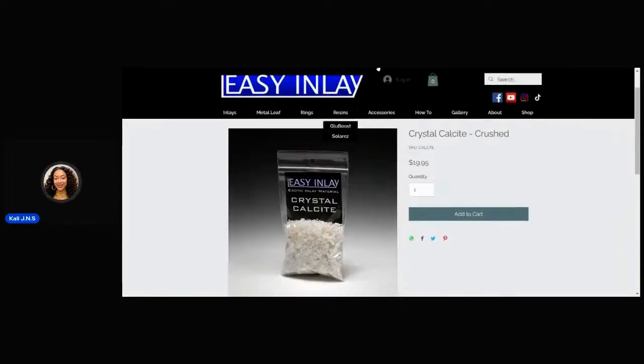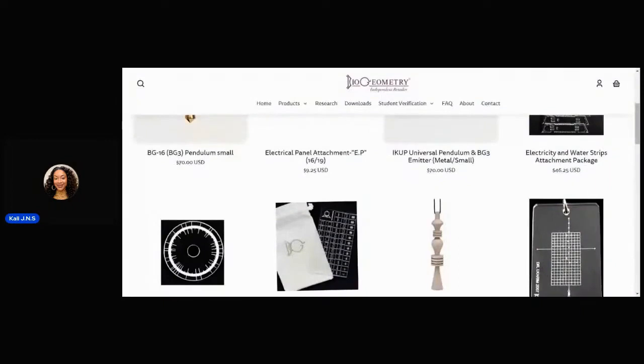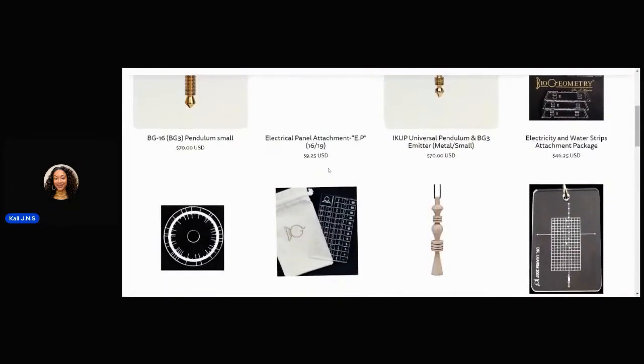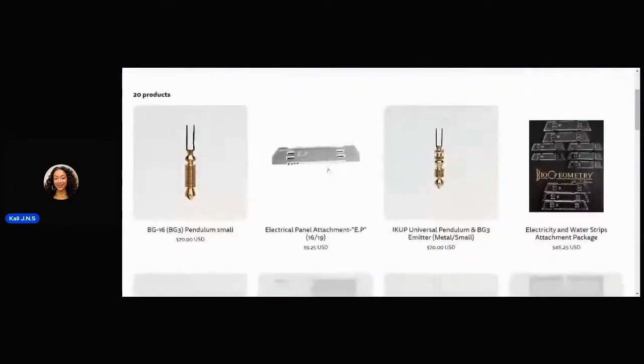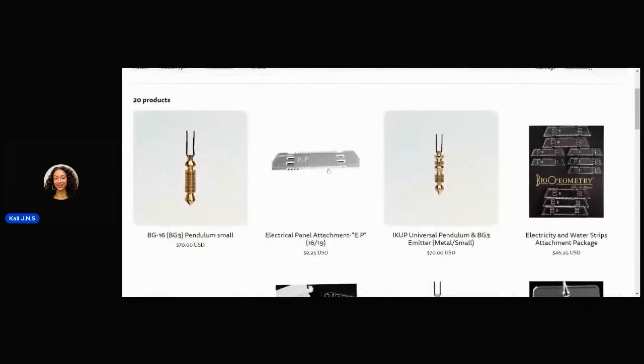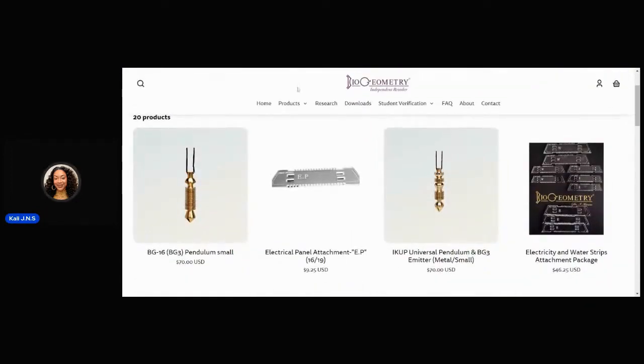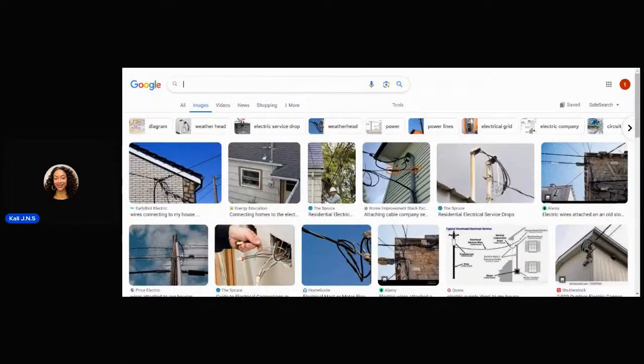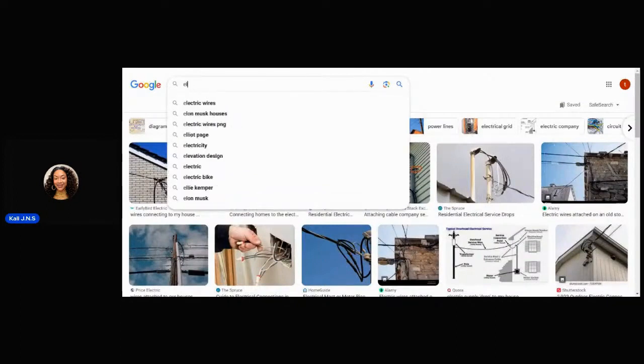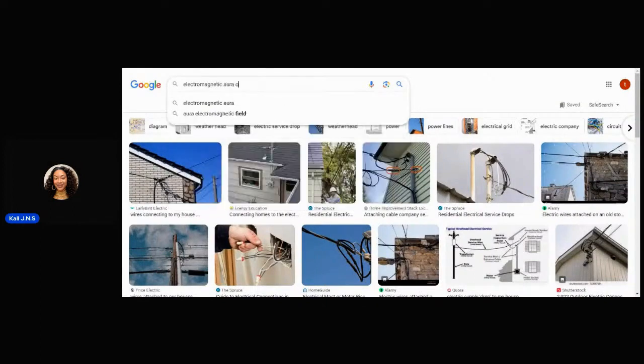I want to get to some of the more. Let's actually go here. Share this tab instead. Okay. And another thing is, when we're talking about the human body, before I show you these solutions, I want to talk just a little bit more about the human body's electromagnetic aura body.